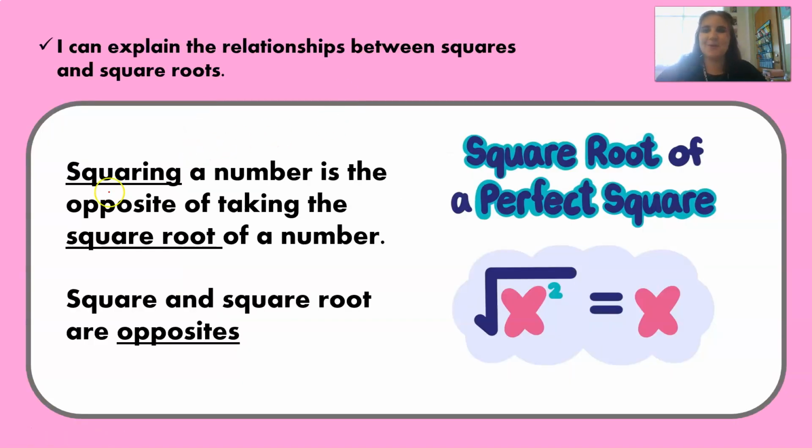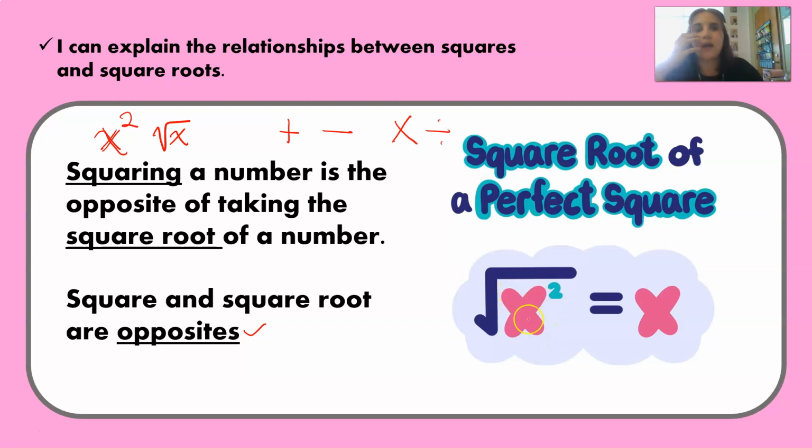Next. Squaring a number is the opposite of taking the square root, kind of like addition is the opposite of subtraction, and multiplication is the opposite of division. When I write this little x, that just means any number. Squaring a number and taking the square root of a number, they're opposites. So square and square root are opposites.